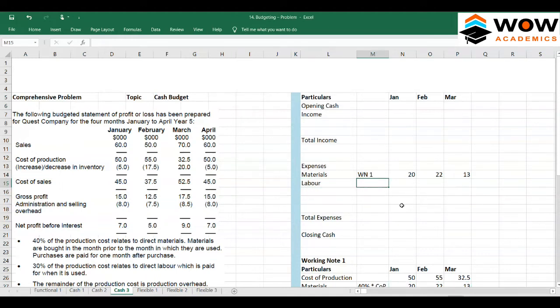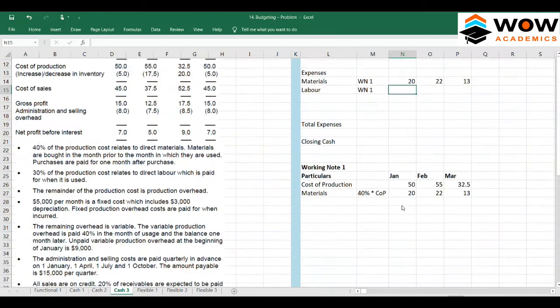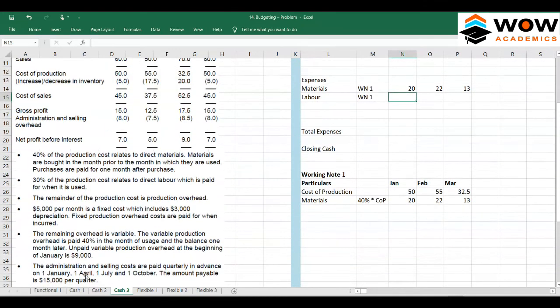So we will now move on to labor. Labor also will have the same working note. Labor is 30% of cost of production. Out of this, 30% is paid, and they say it is paid for when it is used. So it is paid in the same month.